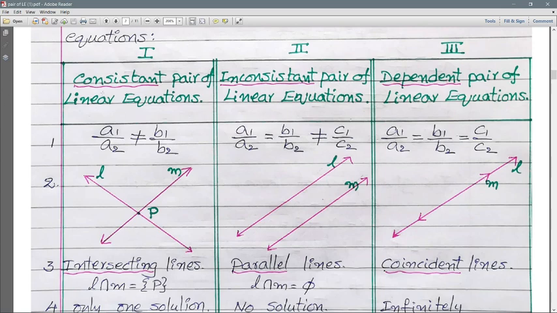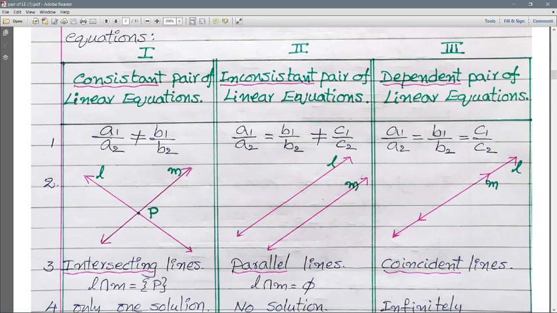Here three points are written. One is the consistent pair of linear equations. Second is the inconsistent pair of linear equations. And third one is the dependent pair of linear equations. First of all, if we take two linear equations, they may have some solutions or not. If they have one solution, it is called a consistent pair. If it has no solution, it is called an inconsistent pair.